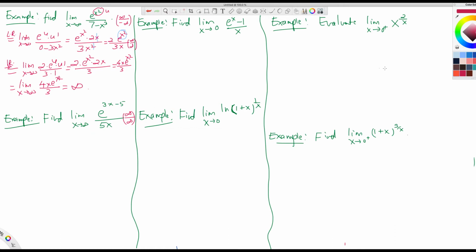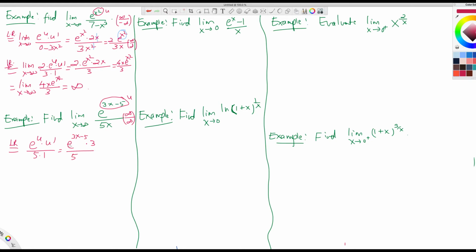So you can use L'Hopital's rule. How do I use L'Hopital's rule? Find the derivative of that. You can think of this as a u, right? L'Hopital's rule says that you can find the derivative of the top separately and the derivative of the bottom separately. So it is e to the u times u prime over 5 times 1. So e to the 3x minus 5 times 3, because u prime is 3 times 1 minus 0, just 3, divided by 5.